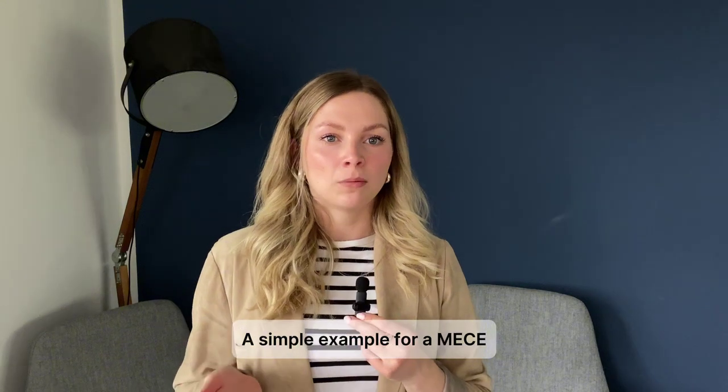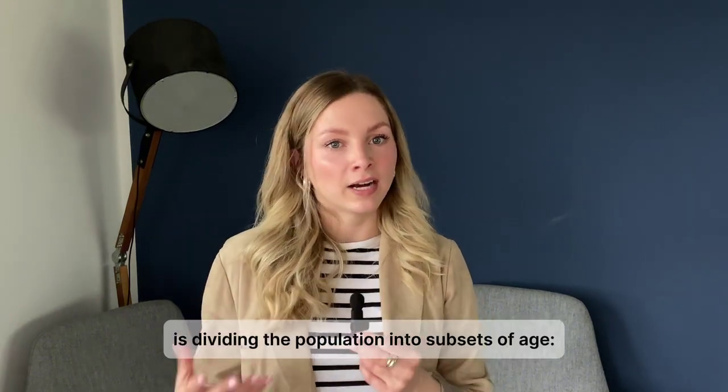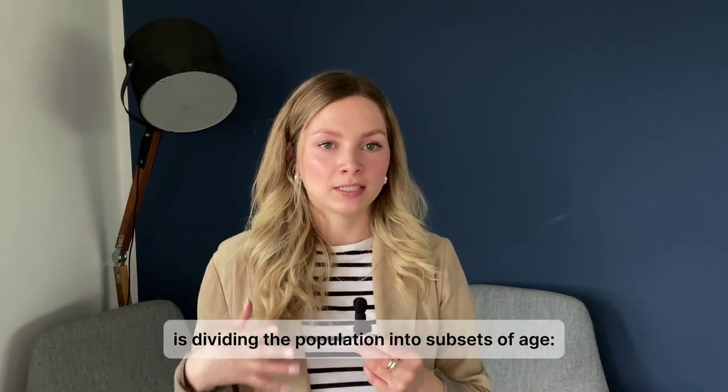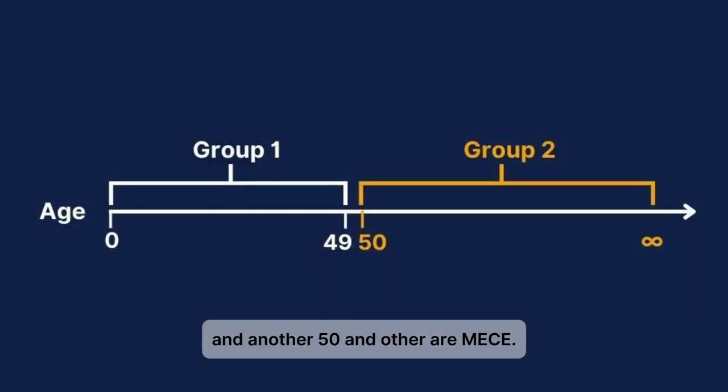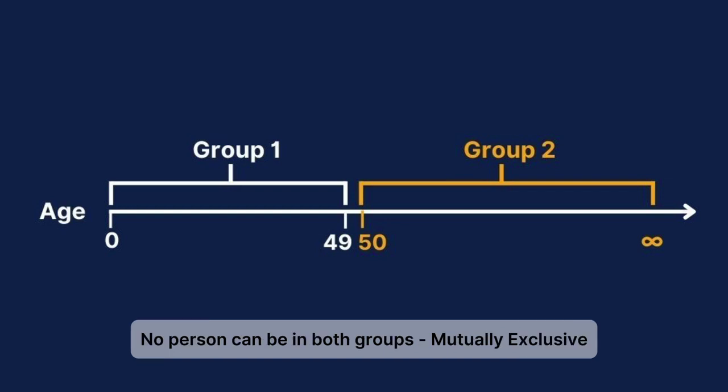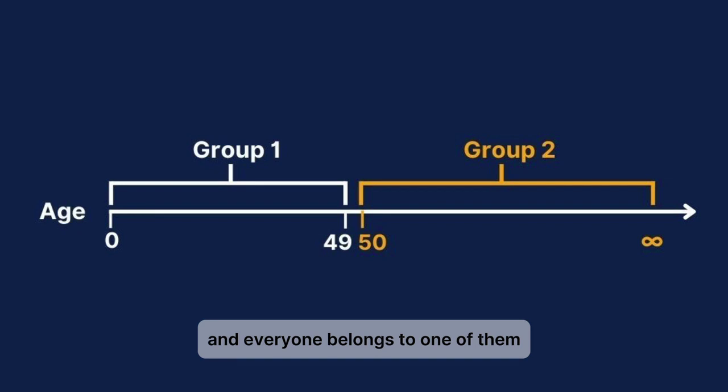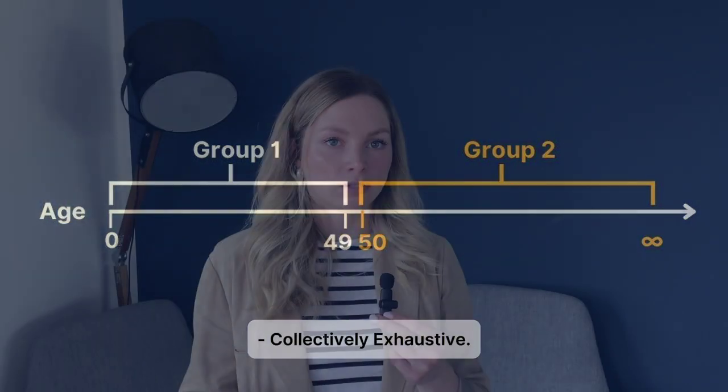A simple example for a MECE breakdown is dividing the population into subsets of age. One group under 50 years old and another 50 and older are MECE. No person can be in both groups, mutually exclusive, and everyone belongs to one of them, collectively exhaustive.